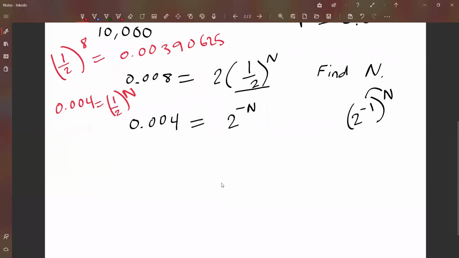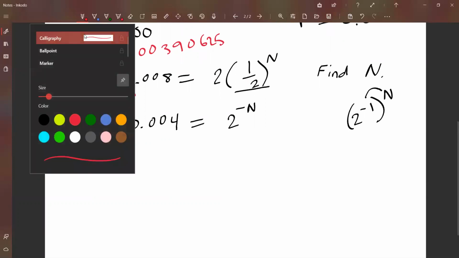Okay, so we're basically done with part A, but let's do this precisely. How would you go about doing this if it didn't occur to you to just start raising 1/2 to various powers? Well, here's what you do. I'm going to have to rewrite this equation. We need to use the change of base formula for logarithms.